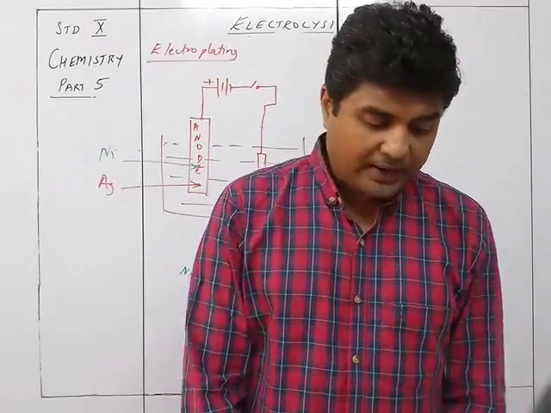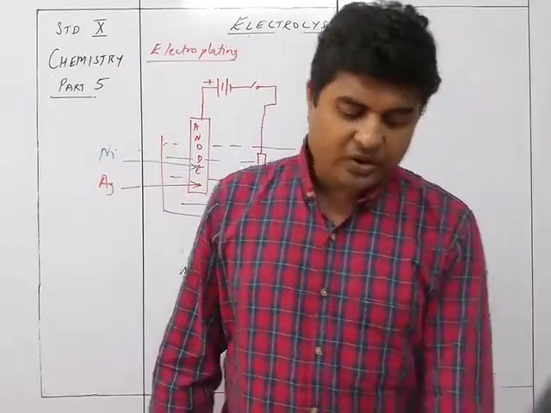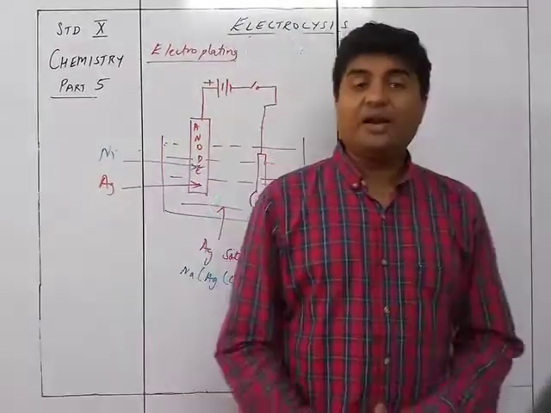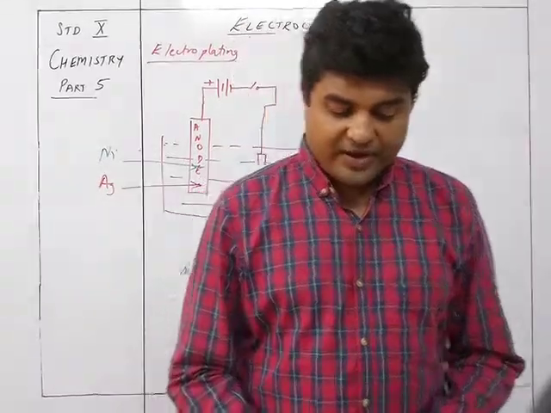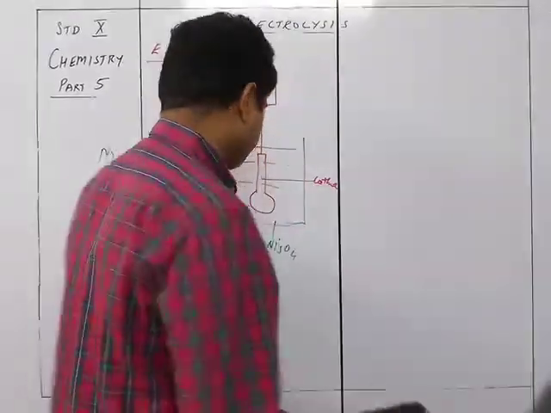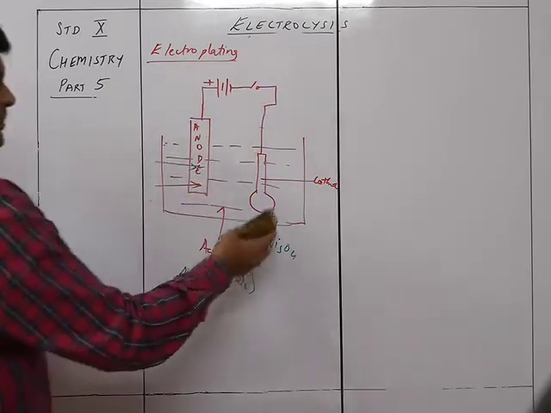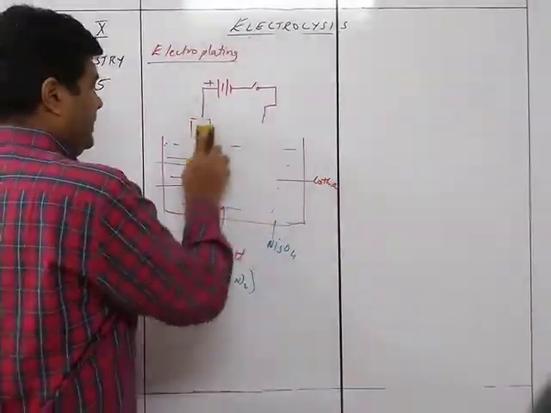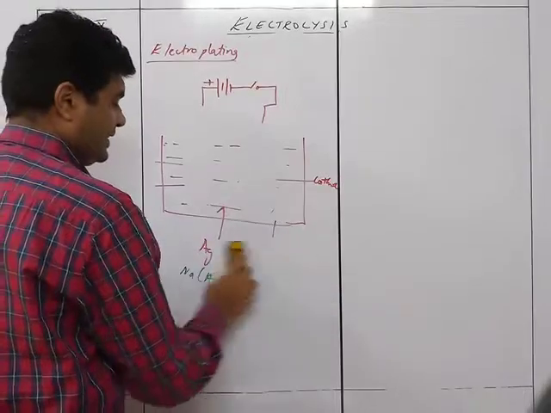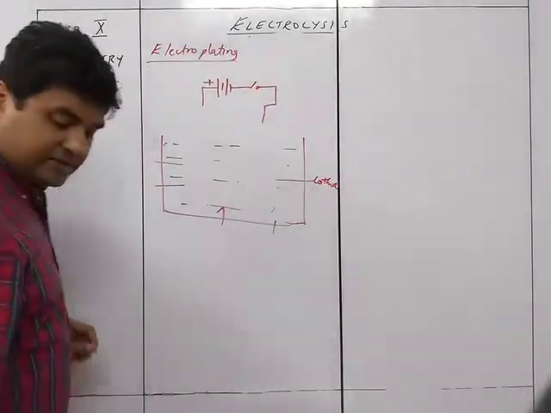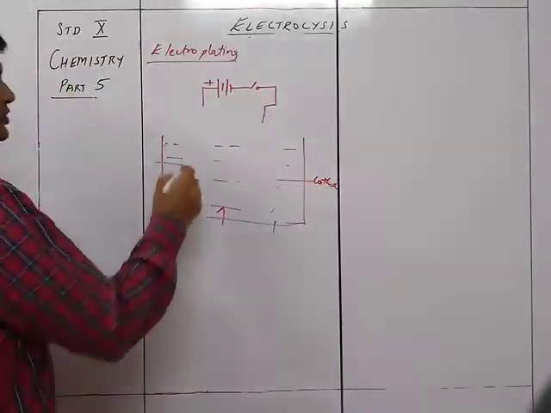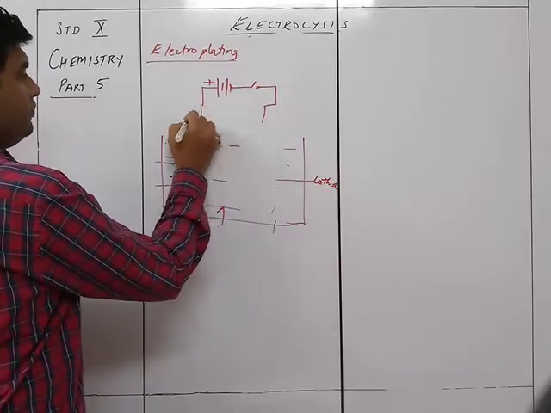So that was about electroplating. The next example is electro refining. Electro refining is a similar kind of process. In this case, exactly the things remain the same, but the anode and cathode are going to be slightly different.